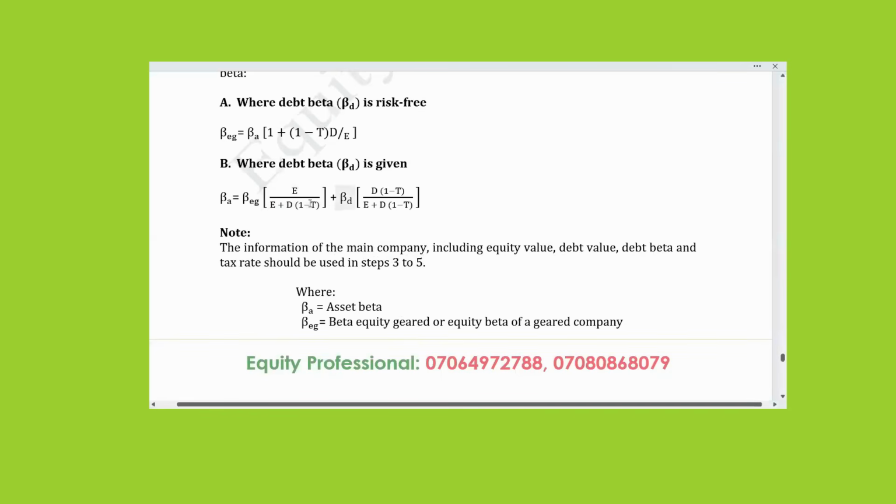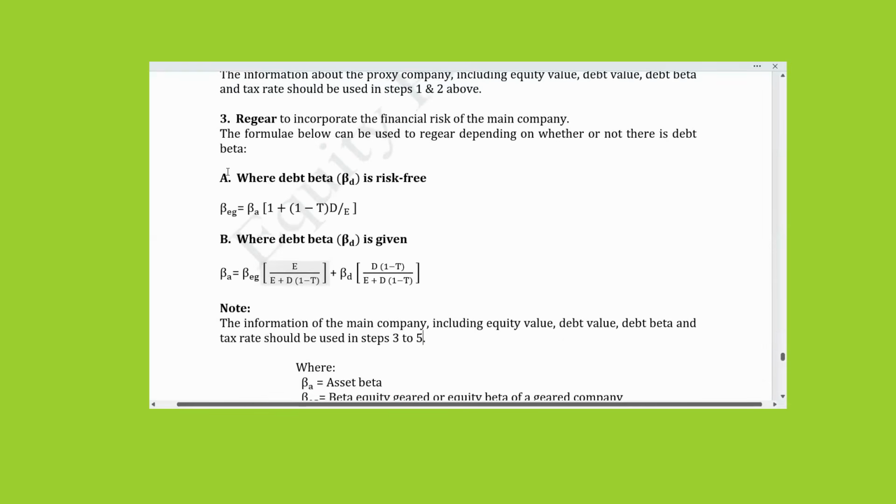So like I said, anytime you want to regear, this is the formula you are going to use. If you are told that debt beta is risk-free, or you can see in a question that you are not given debt beta, then of course that's the formula to use. But if you are given debt beta, this is the formula to use to regear. However, you must use the information of the main company for step 3 up to step 5.